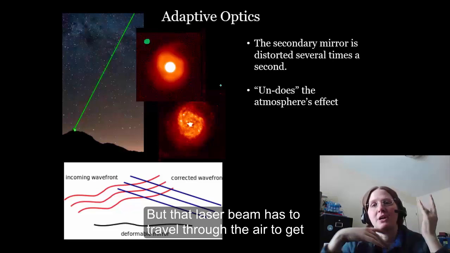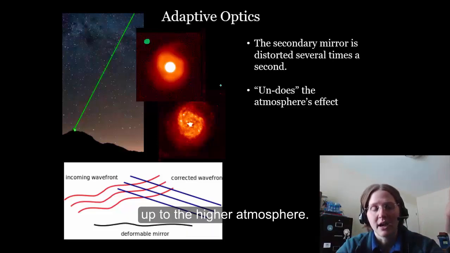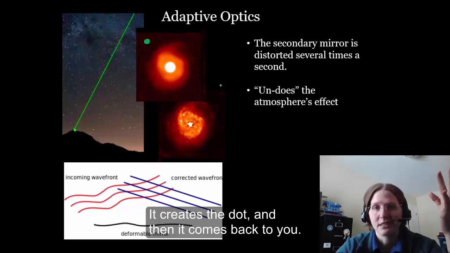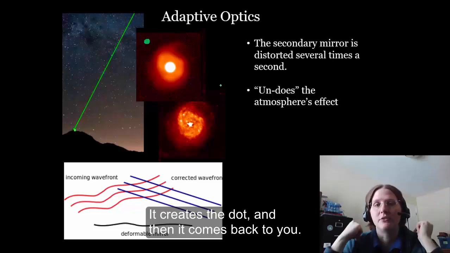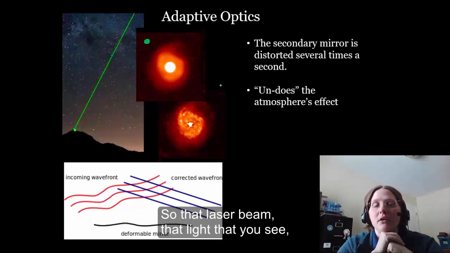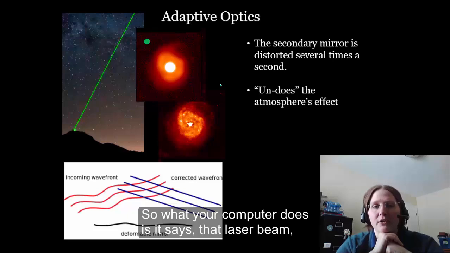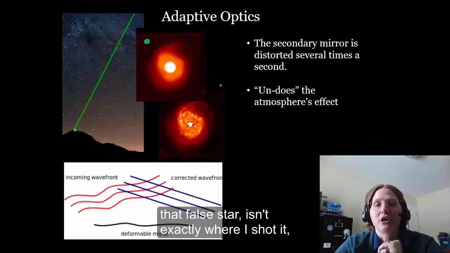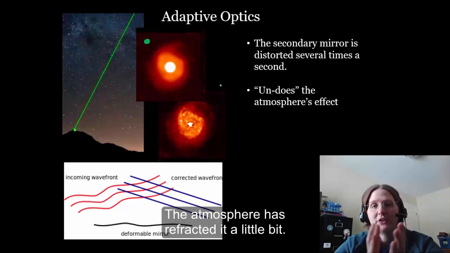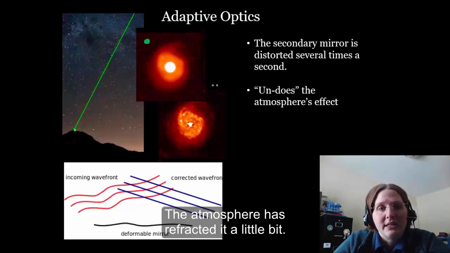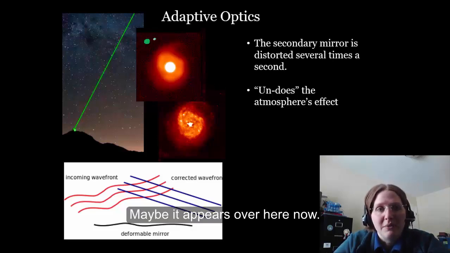But that laser beam has to travel through the air to get up to the higher atmosphere. It creates the dot, and then it comes back to you. So that light that you see went through the air twice. So what your computer does is it says, that laser beam, that false star, isn't exactly where I shot it. It's been moved a little bit. The atmosphere has refracted it a little bit. It doesn't appear here. Maybe it appears over here now.